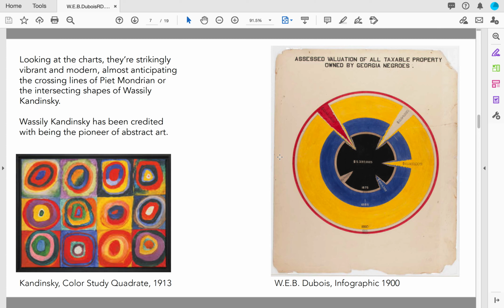Here you can see Kandinsky's work, who has been credited as the pioneer of abstract art. This was done in 1930, and if you look to the right, you'll see that W. E. B. Du Bois' infographic was created in 1900, and there's a very good chance that Kandinsky saw this work as it was exhibited in Paris.